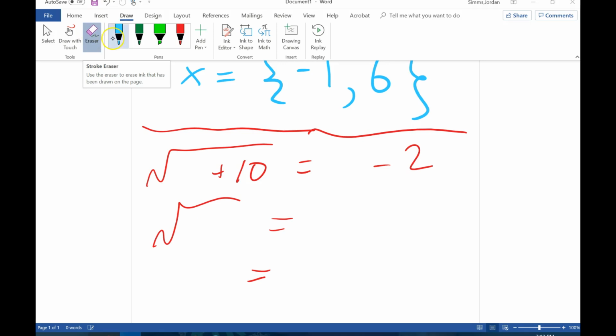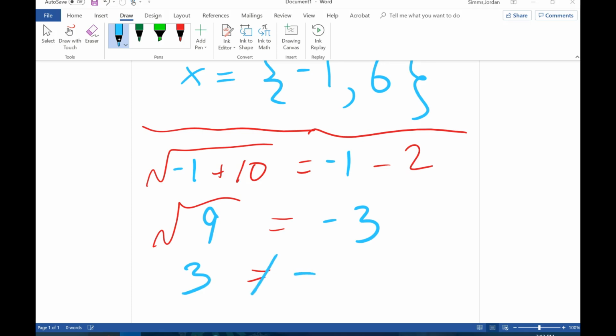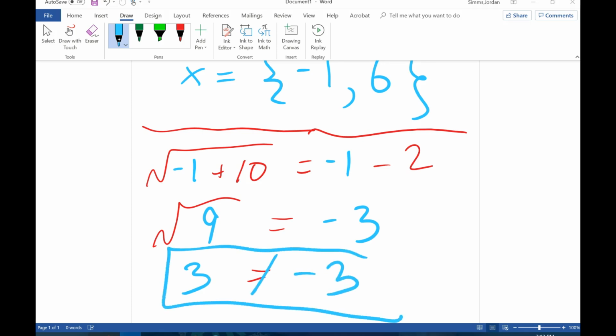Let me just erase some of this. Let's check our second solution, -1. So we're going to have -1, -1. Now we have the square root of 9 equaling 3. The square root of 9 is 3. Therefore 3 is not the same as -3, okay? These are two different things.